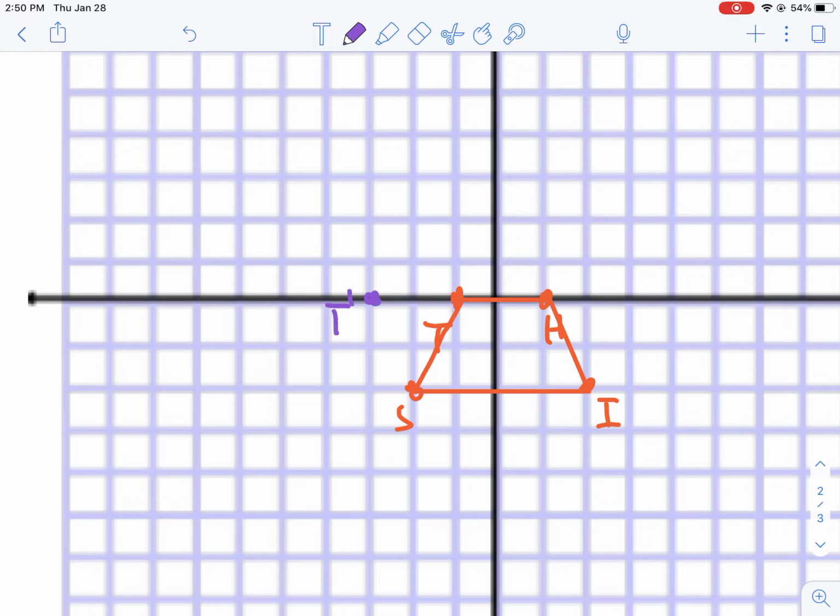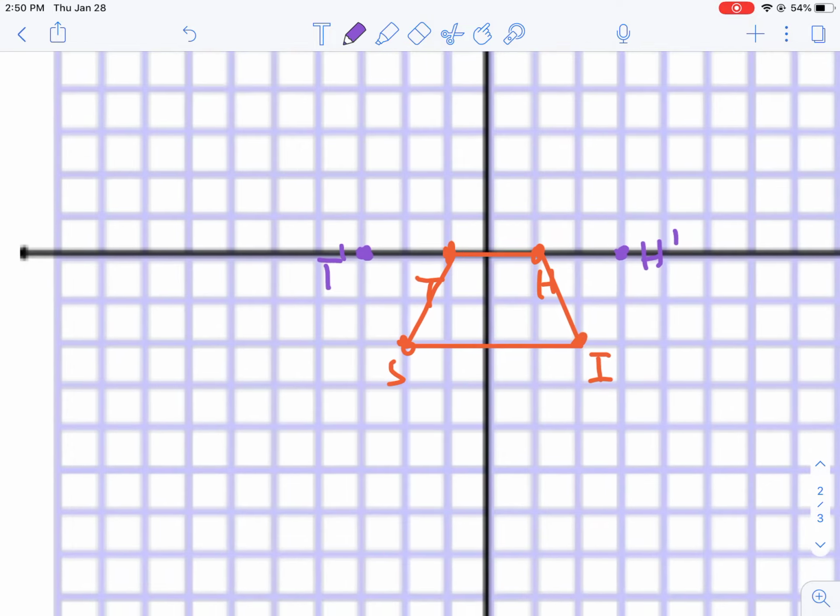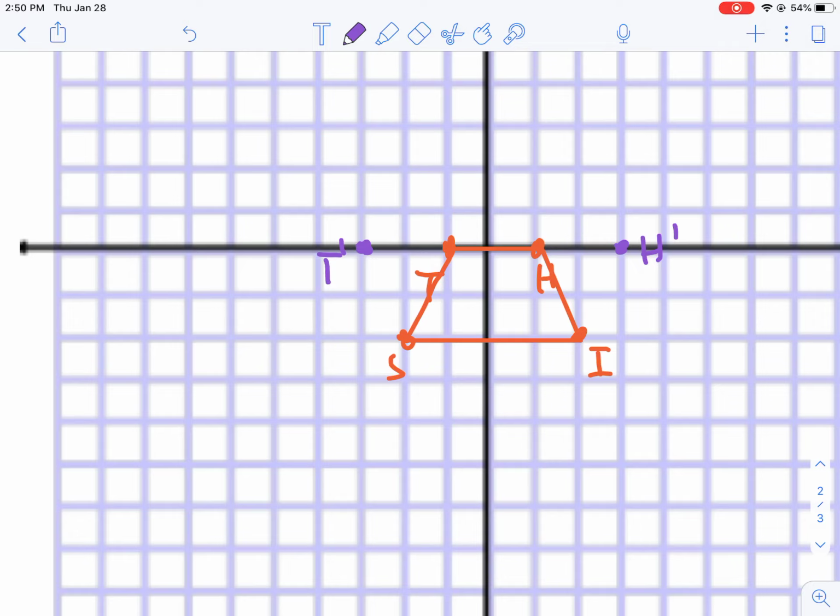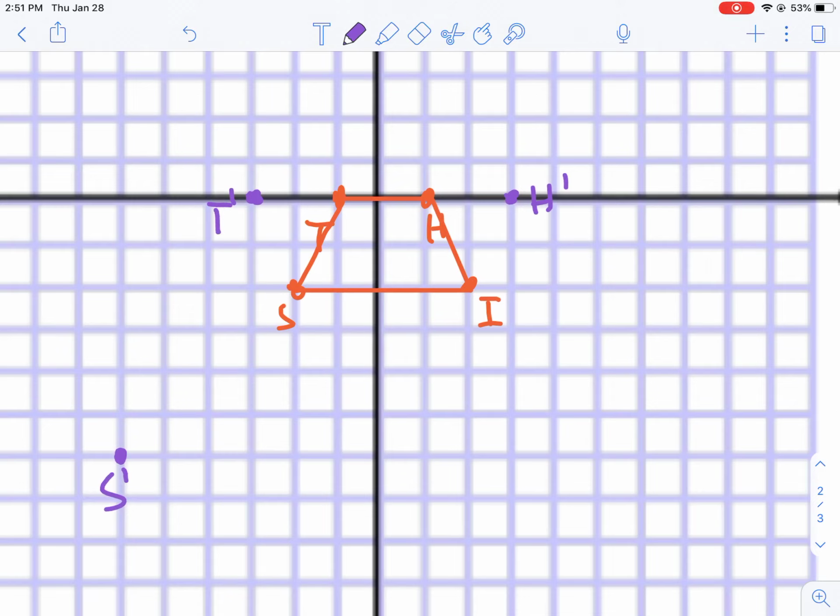So there's T prime. Similar, H is 1 to the right, so we're going to go 3 to the right for H prime. Now, S is over 2 down 2. So if we want to multiply that by 3, we've got to go over 6 down 6. So 1, 2, 3, 4, 5, 6. 1, 2, 3, 4, 5, 6. So there's S prime.